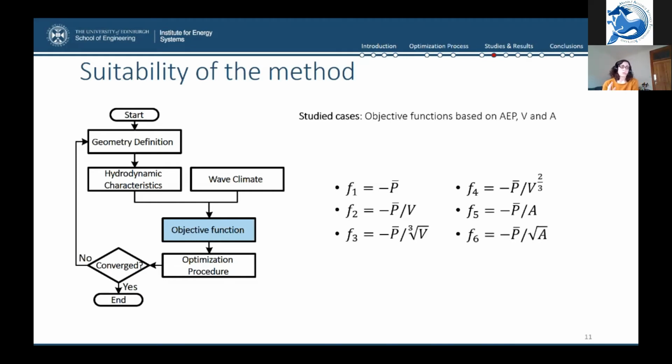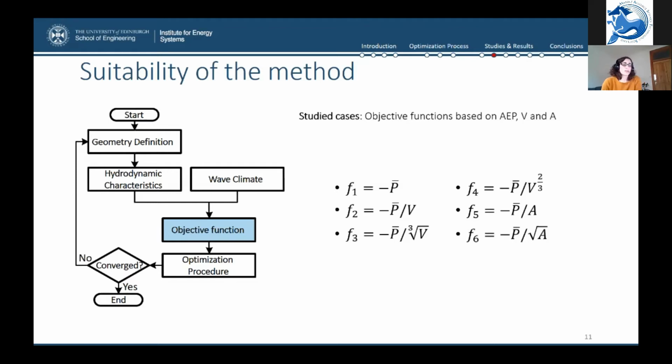And what they mean basically is that we are penalizing, through these objective functions, either the submerged volume: the larger the submerged volume, the worse the shape. So the more material you need to use, the more expensive, and therefore the worse the solution.